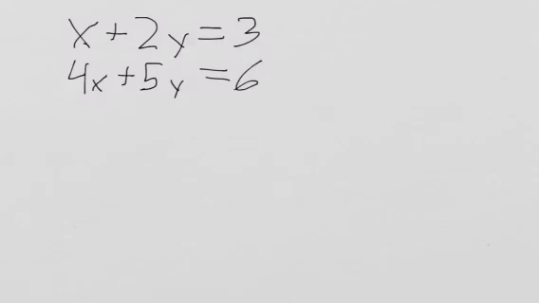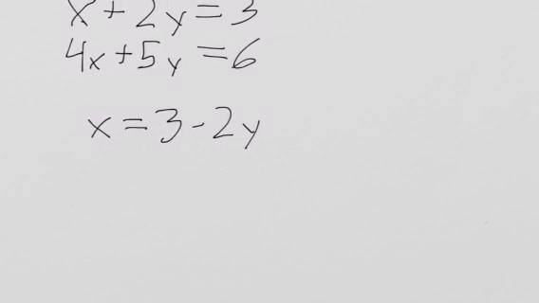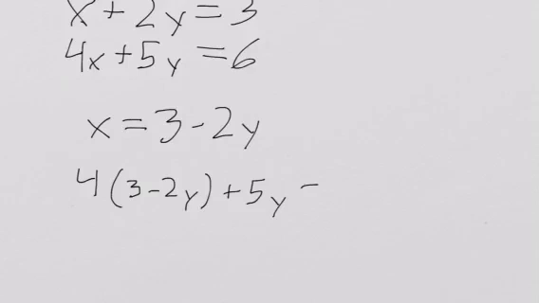So what I'm going to do is solve that first equation for x. So I have x is equal to 3 minus 2y. I'm now going to plug that value for x into the other equation. So I have 4 times 3 minus 2y plus 5y equals 6. And then I can simplify this.